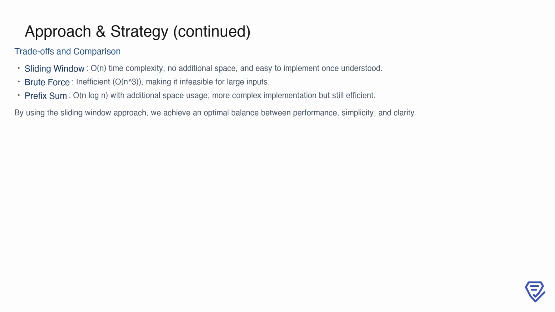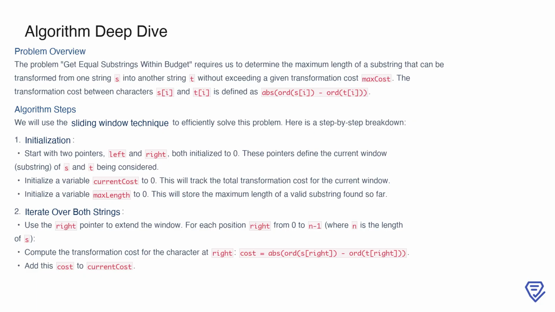solution for this problem. The problem we are tackling, get equal substrings within budget, requires us to find the longest substring of two given strings, S and T, such that the cost of transforming S into T does not exceed a given budget, max cost. The transformation cost between characters at the same index is calculated as the absolute difference of their ASCII values. To solve this efficiently, we'll use the sliding window technique.